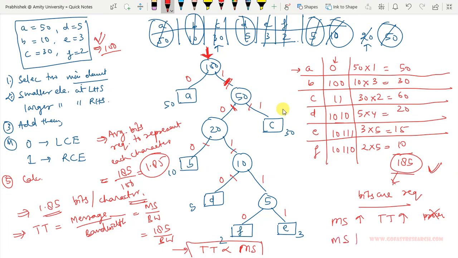But if the message size is less, then the transmission time will be less, then the process will be good. So in Huffman coding the message size is only 185. Since the message size is small, the transmission time will also be small. So Huffman coding is better for transmission time also. If you compare with the previous methods, the message size was 700 and 300, so since the message size was very high, the transmission time will be very high also. So these types of questions can be asked in Huffman encoding.